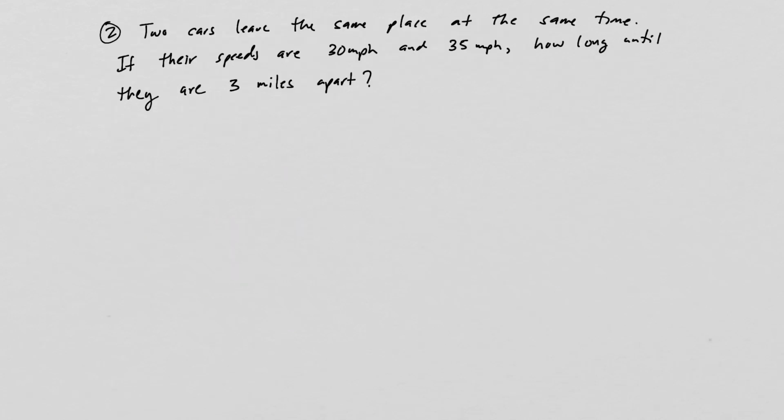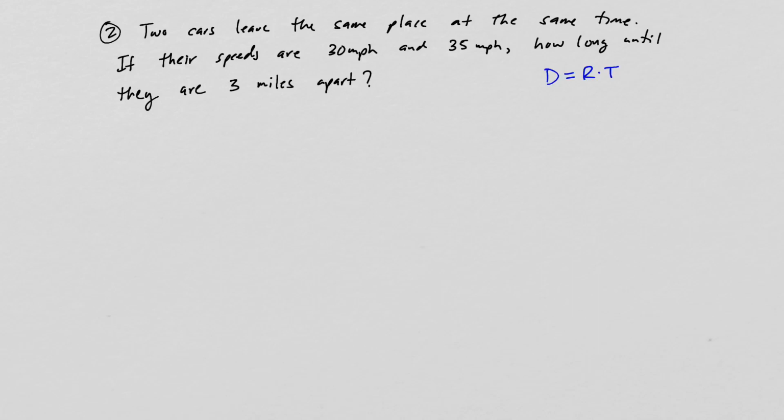So our next question deals with rate, time, and distance. And for this problem, it will be useful to know the formula distance equals rate times time. So we have a situation where two cars leave the same place at the same time. Their speeds are 30 miles per hour and 35 miles per hour. How long until they are 3 miles apart? Which is to say, how long until one car is 3 miles ahead of the other car?